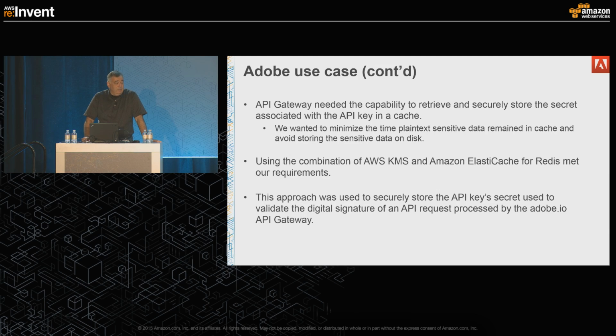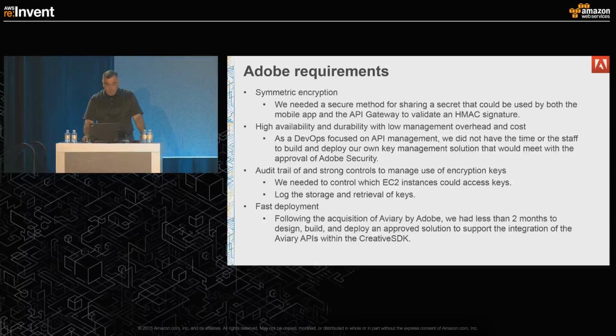So we architected a solution using KMS and also ElastiCache for Redis. Using this approach, we were able to convince and show our security team that we could retrieve the secret, store it securely only in memory or in the shared cache built using Redis, and then validate these HMAC signatures, so that we could say to our clients, our third-party developers, that yes, you can make these requests and you can be assured that things will be properly done.